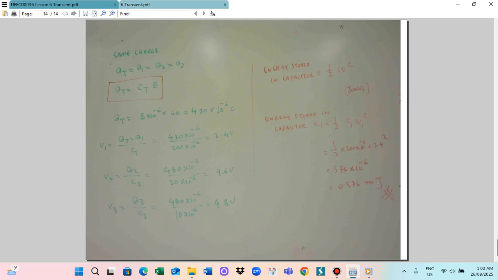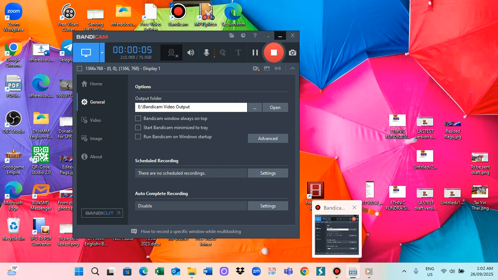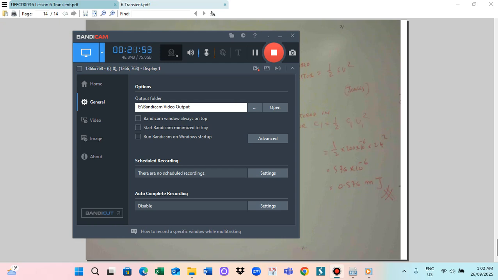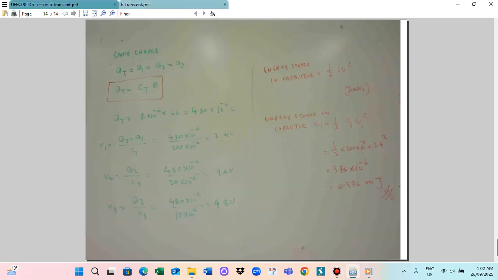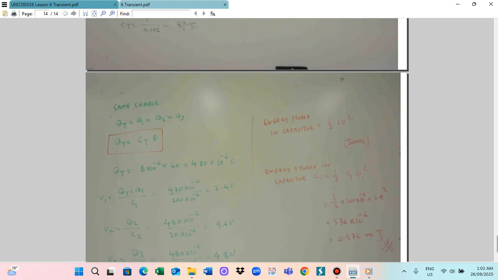So the current I, by solving, you can calculate minus 0.05 into 10 power minus 3, E power minus t by 10 into 10 power minus 3 ampere. So in this way you can calculate the current I.